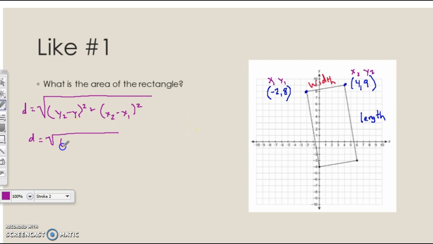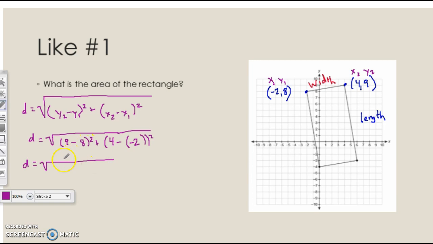y2 is 9, minus y1, which is 8. x2 is 4, minus x1, which is -2. Now watch what happens here. The formula tells me to subtract, and then x1 is actually a -2. All right, order of operations tells me that I'm going to do what's inside the parentheses next.